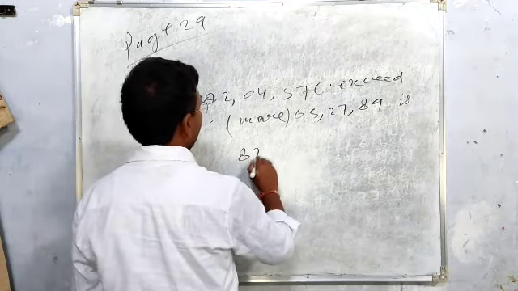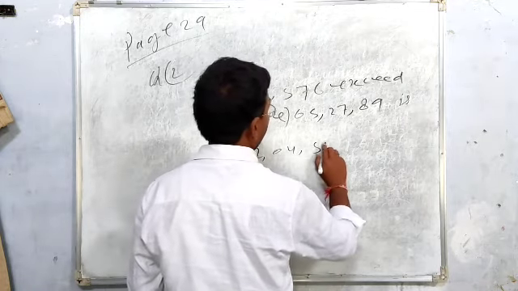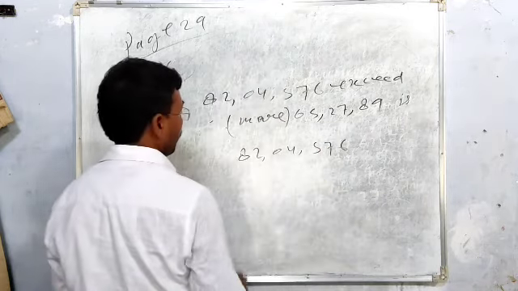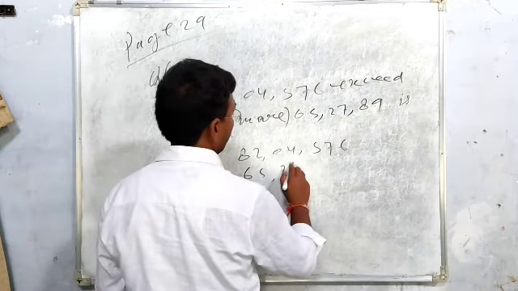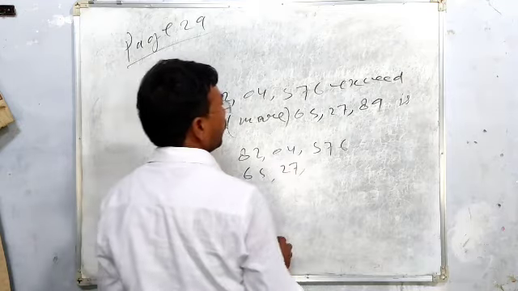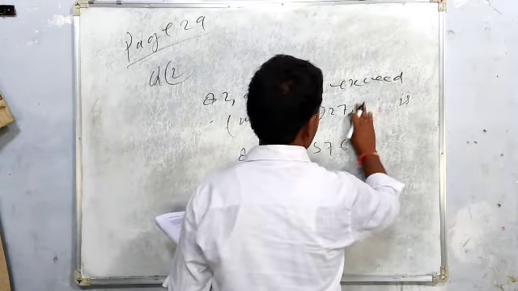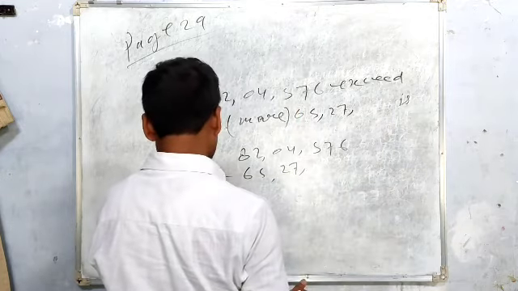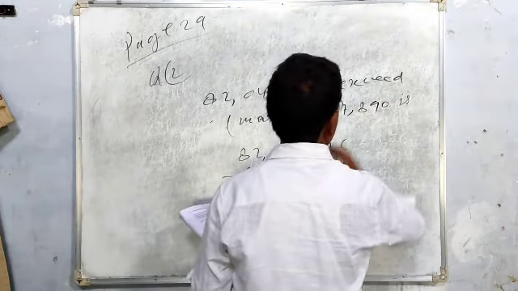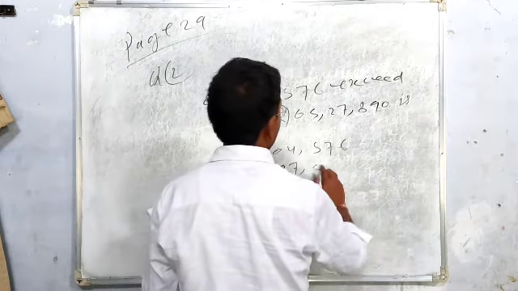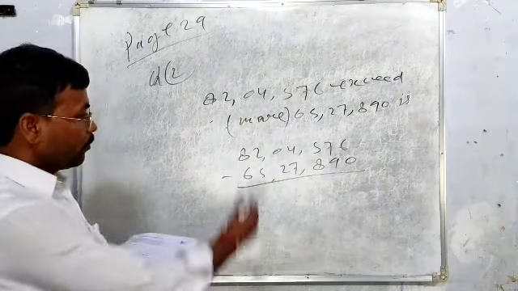So 82 lakh 4,576 minus 65 lakh 27,000. Sorry, this number was written wrong: 27,890. Now we have to subtract.